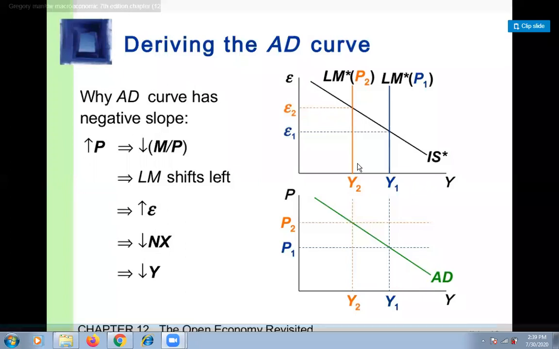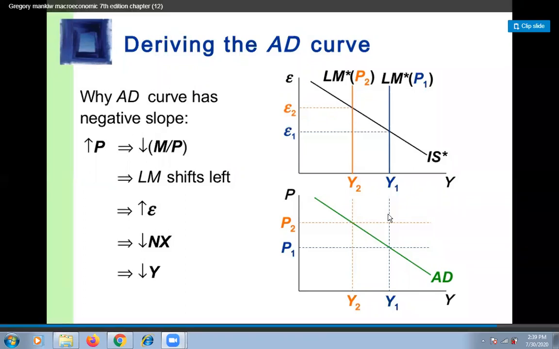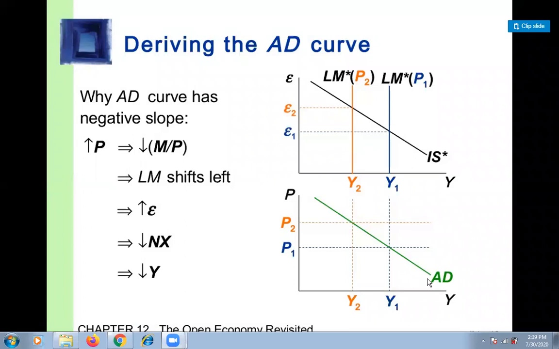That is the point. As the income level decreases, the output level decreases, on our aggregate demand output axis. That is the point. So, with the combination of these 2 points, we derive aggregate demand. So this is a simple derivation of the aggregate demand curve in a small open economy.